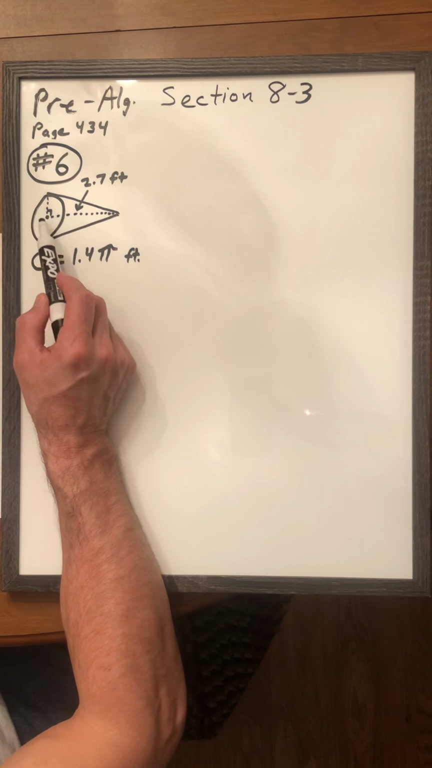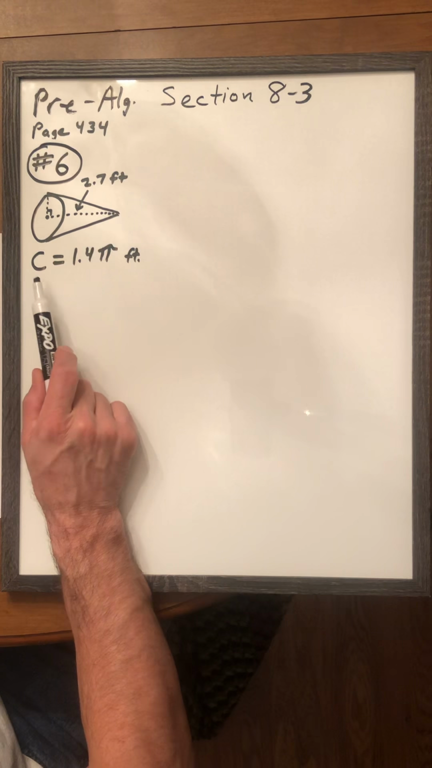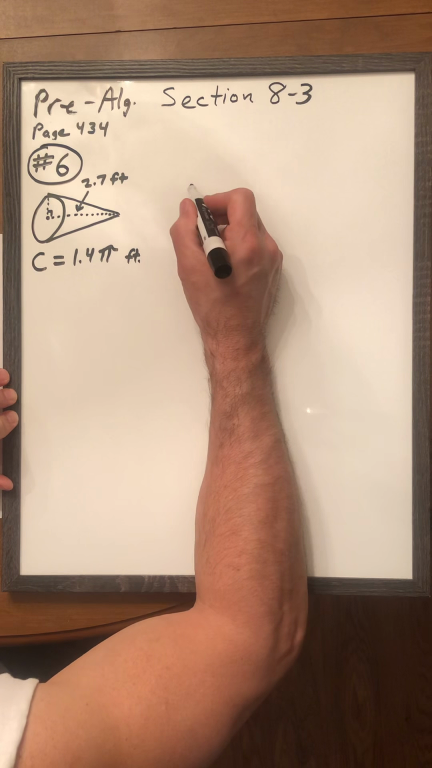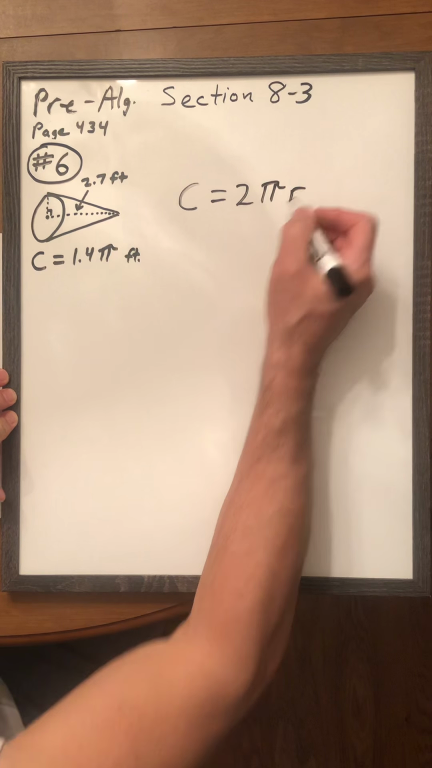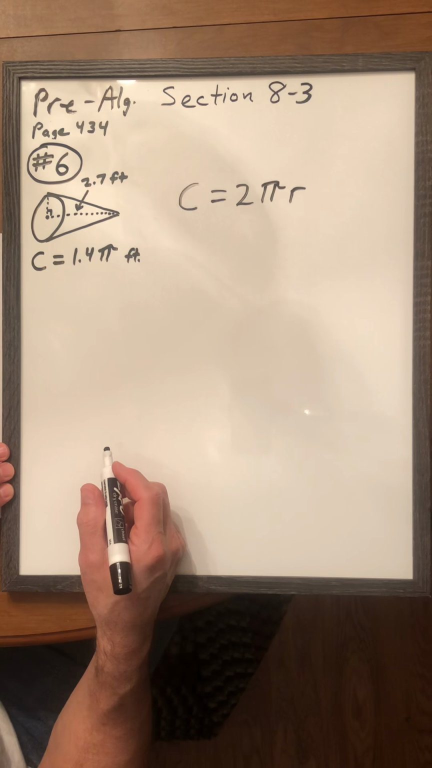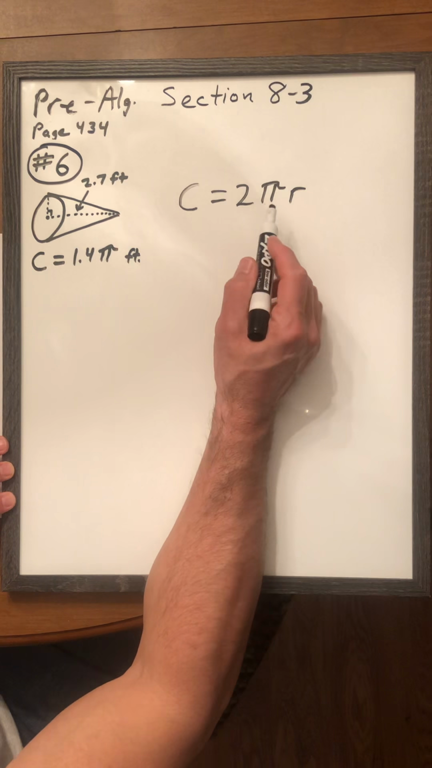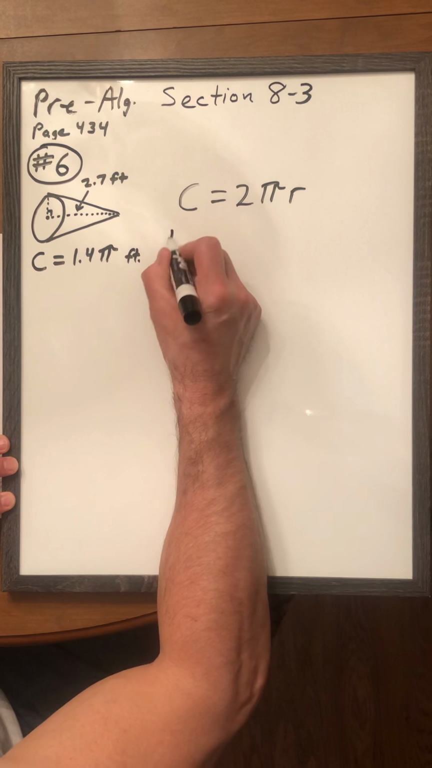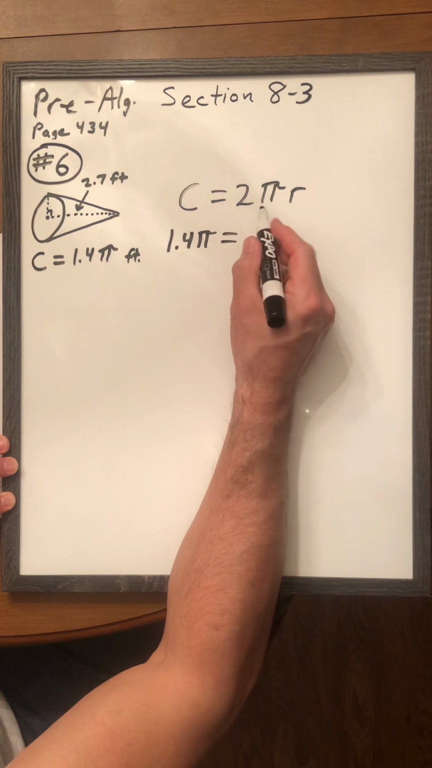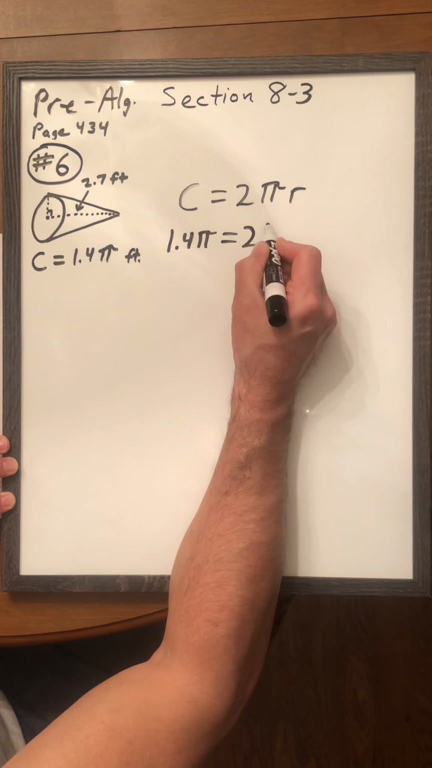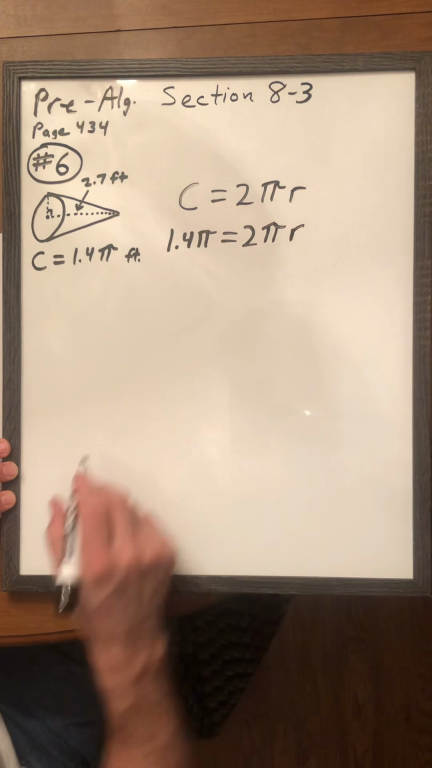And so I need the radius. They did give me the circumference. The C means circumference, so I'm going to have to use the circumference formula. C equals 2 pi r. That is the formula for finding the circumference. I'm going to use it to help me find the radius. They gave me the circumference, so I'm going to plug that in, 1.4 pi, and they're leaving the pi symbol in there. So I'm going to leave the pi symbol over here on this side. And then we're looking for r.